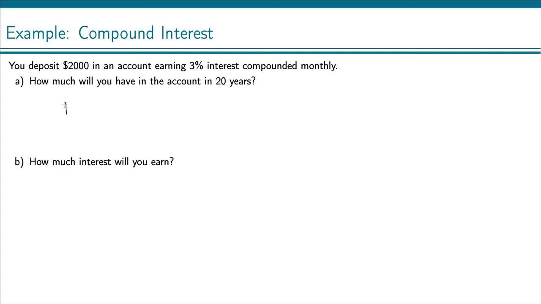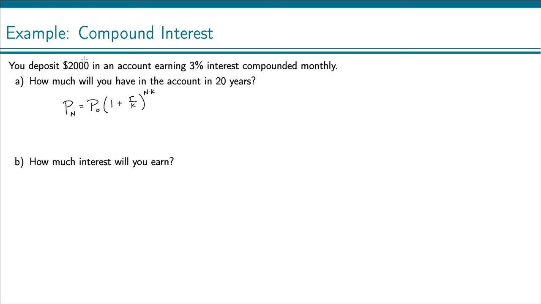For compound interest, we use our formula P sub n equals P naught times (1 plus R over K) raised to the n times K, where P sub n is what we have after n years, P naught is what we start with, R is the annual interest rate, K is the number of times compounded per year, and n is the number of years. So let's go through this and identify the pieces that we know.